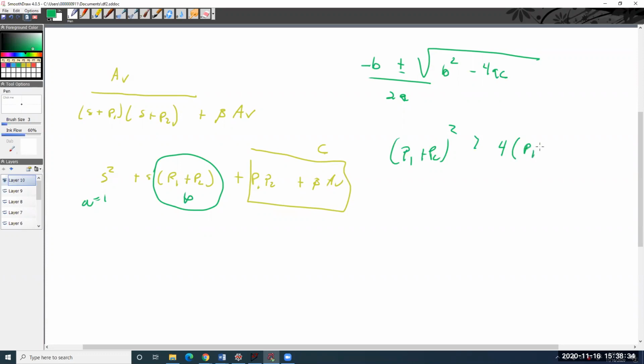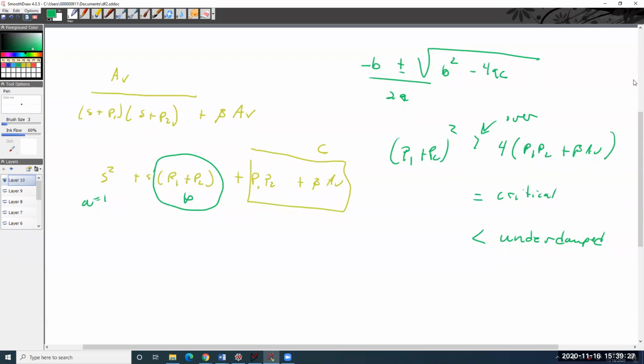C is P1 P2 plus beta AV, right? Greater than, overdamped; equal to, critical; less than, complex, underdamped. So based on your values of AV, P1, P2, and beta, it could be any one of them. Although critically damped is actually very hard to generate randomly, to get these things equal to each other. And any rounding in your answer might make you think you're not critically damped.